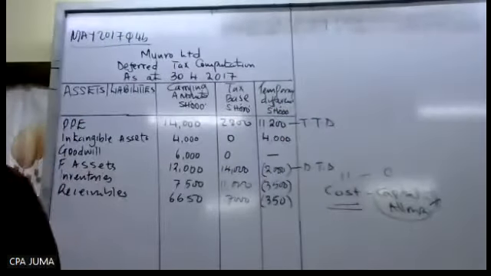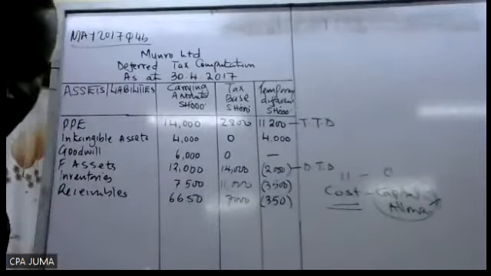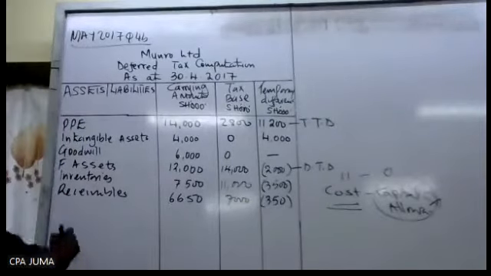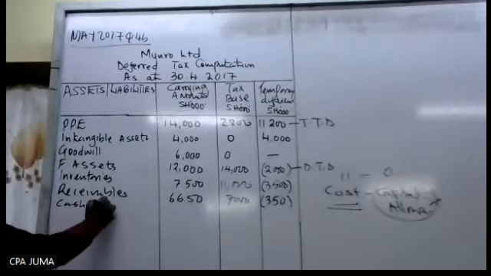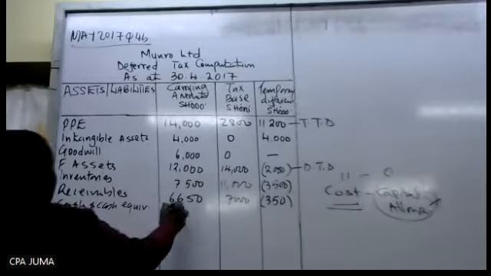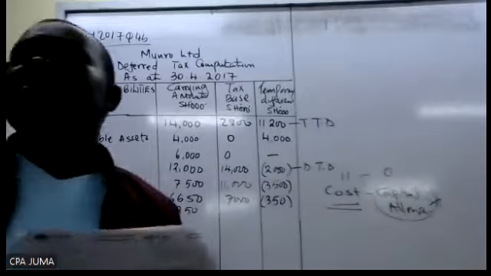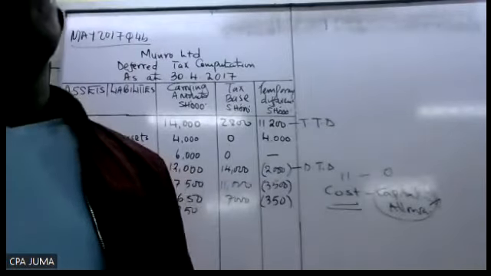Next item is the balance sheet. We are at the balance sheet. So the next item is cash and cash equivalents. This is 1250. Is there any note where cash and cash equivalent was mentioned? Just cross check.